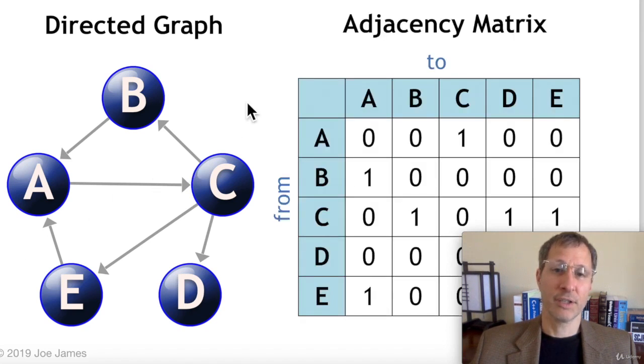And the directed graph in an adjacency matrix is similar. It's not going to be symmetrical across the diagonal anymore, because B connects to A, but A does not connect directly to B. So we can see that we have B to A as a 1, but A to B is a 0.